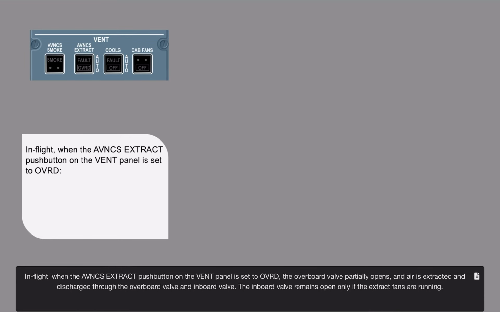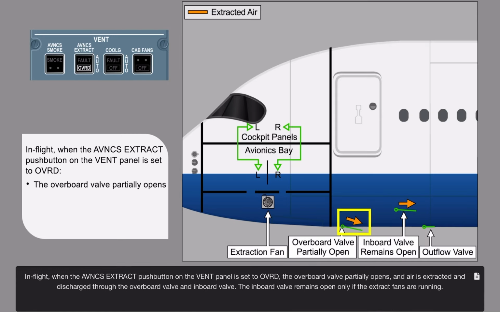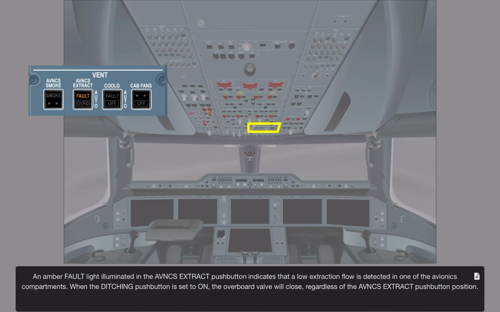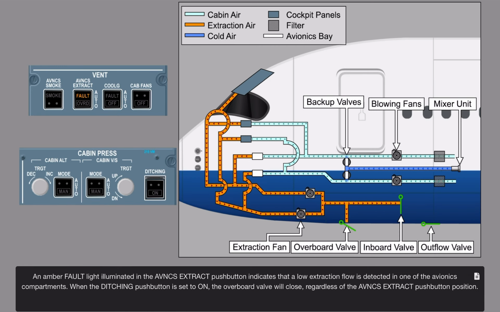In flight, when the avionics extract push button on the vent panel is set to override, the overboard valve partially opens and air is extracted and discharged through the overboard valve and inboard valve. The inboard valve remains open only if the extract fans are running. An amber fault light illuminated in the avionics extract push button indicates that a low extraction flow is detected in one of the avionics compartments. When the ditching push button is set to on, the overboard valve will close regardless of the avionics extract push button position.